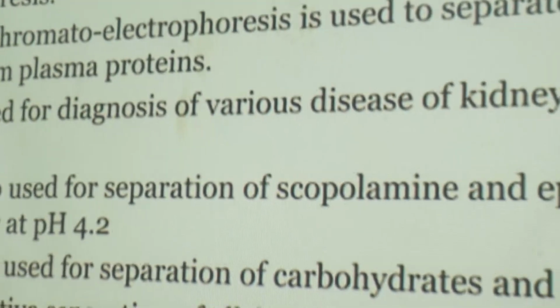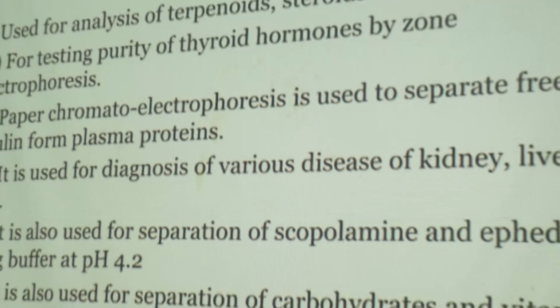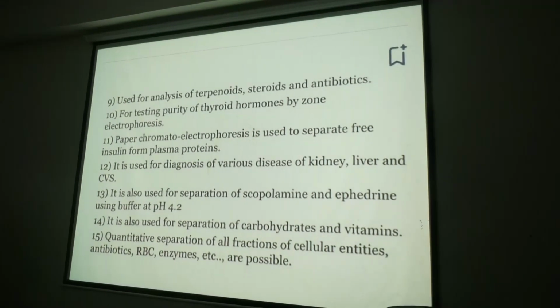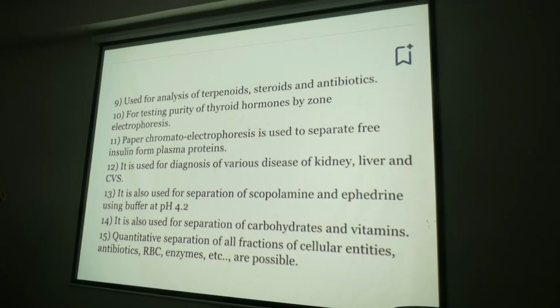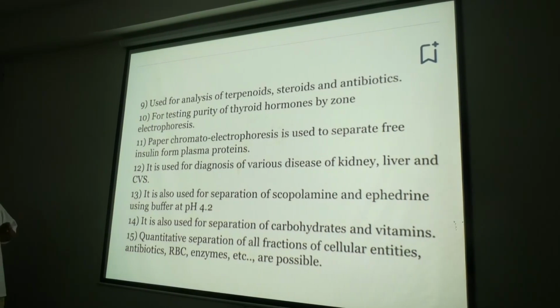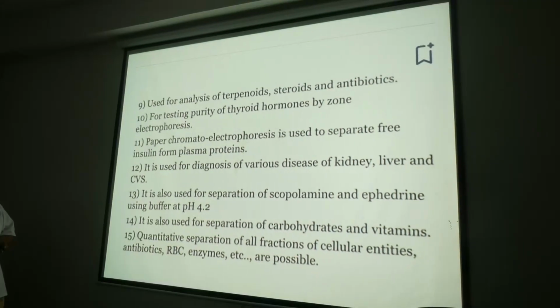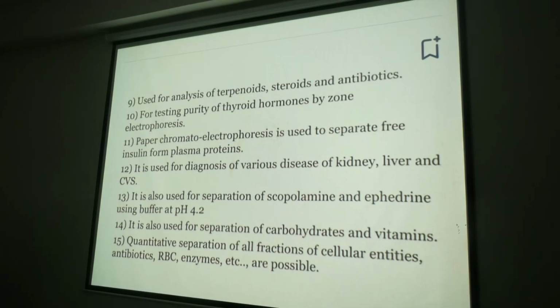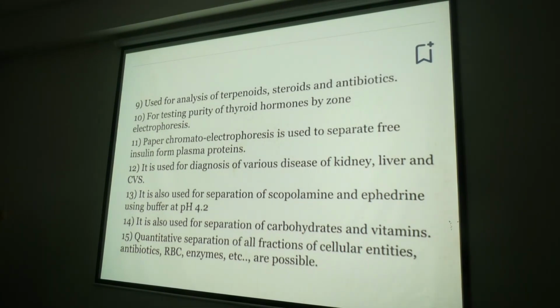Electrophoresis in combination with autoradiography is used to study the binding of iron to serum proteins. Used to analyze steroids and antibiotics, for testing the purity of thyroid hormones by zone electrophoresis. Paper chromatography and electrophoresis is used to separate the free insulin from plasma proteins. It is used for diagnosis of various diseases of kidney, liver, and CVS, cardiovascular system.